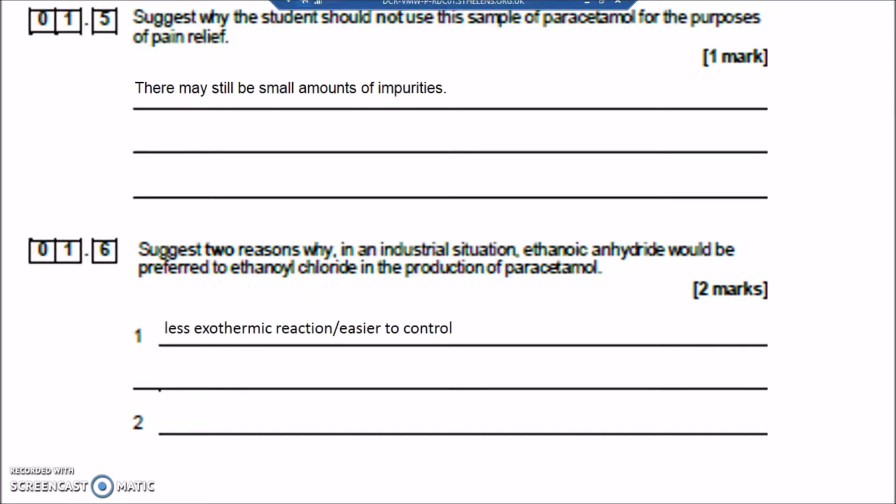So with ethanoic anhydride, it's easier to control the reaction, less exothermic reaction, less heat given out. A dangerous toxic gas is not produced with ethanoic anhydride, whereas it is with ethanoyl chloride. The dangerous toxic gas is hydrogen chloride. And also ethanoic anhydride is actually cheaper than ethanoyl chloride.